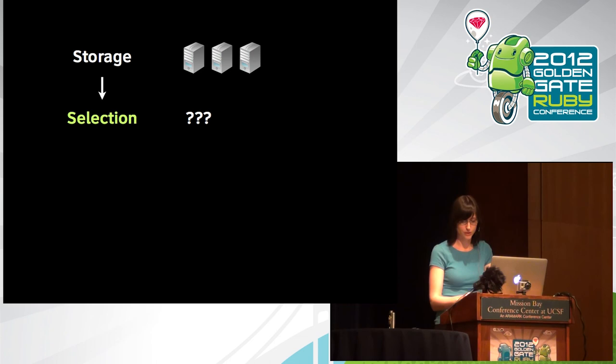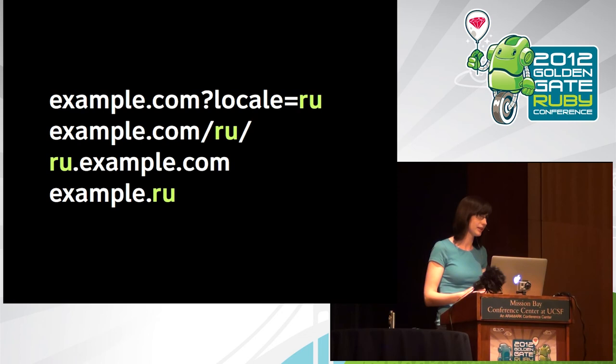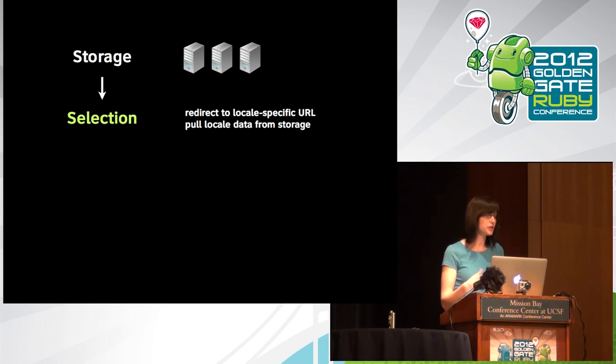Well, one easy option is to establish a locale pattern in your URL, whether that's through top-level domain, subdomain, or some permanent part in your path. So if you do that, locale detection will be a really simple matter. You just take whatever's in the URL, or you redirect there based on accept language. And then you can let the user maybe set a preference from there. So once you have locale decided, all you have to do is pull that corresponding data from storage.